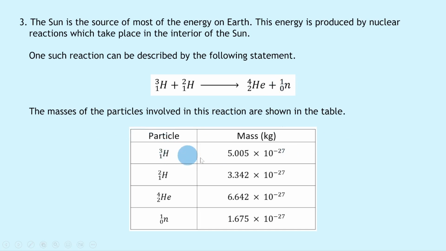So we have the hydrogen 3 is 5.005 times 10 to the minus 27 kilograms. The hydrogen 2 is 3.342 times 10 to the minus 27 kilograms. Helium 4 has a mass of 6.642 times 10 to the minus 27 kilograms. And lastly, the neutron has a mass of 1.675 times 10 to the minus 27 kilograms.